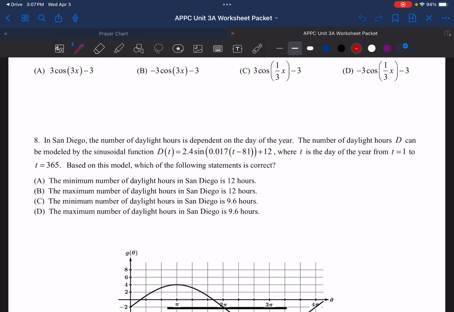In San Diego, the number of daylight hours is dependent on the day of the year. The number of daylight hours D can be modeled by the sinusoidal function d of t equals 2.4 sine blah blah blah, where t is the day of the year from t equals 1 to t equals 365. Based on this model, which of the following statements is correct? So it's talking about the minimum and maximum here.